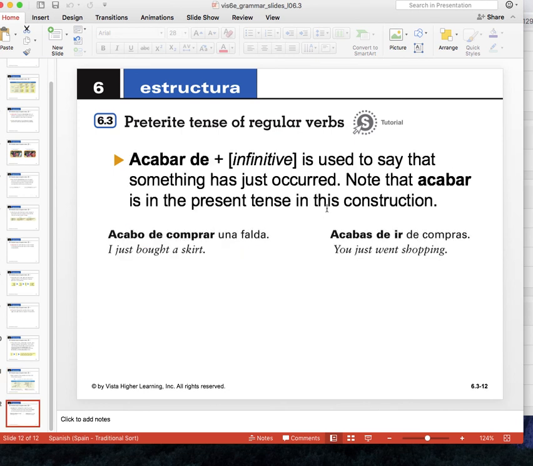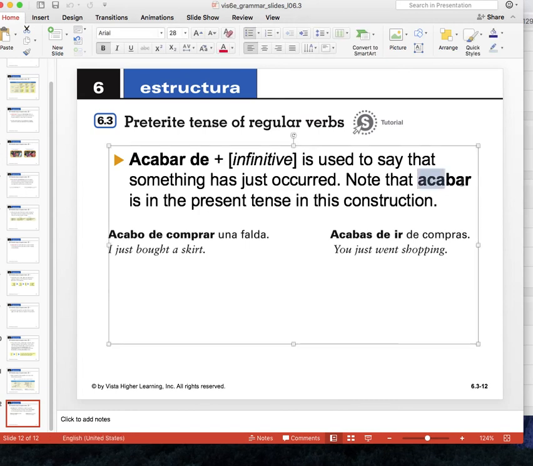Alright, and lastly, in Spanish, there's a way that we could talk about things that have just happened, in the very recent past, by using this verb acabar plus de plus the infinitive of a verb. Again, this is for something that just happened. And we conjugate the verb acabar in the present tense, which is a little strange, right?